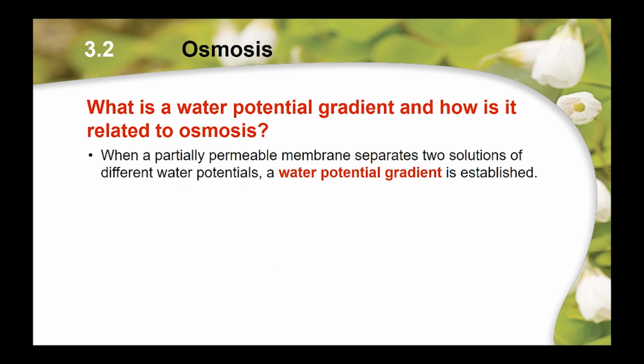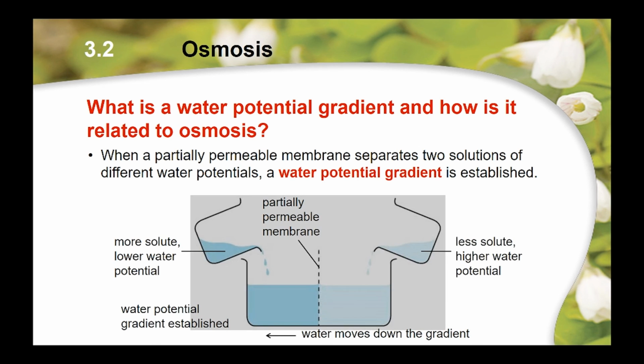Just like in the previous case, once there's a difference in water potential, we have what is called a water potential gradient. Because of the water potential gradient, water molecules are able to move from a higher water potential area towards a region of lower water potential, and this must happen through a partially permeable membrane.